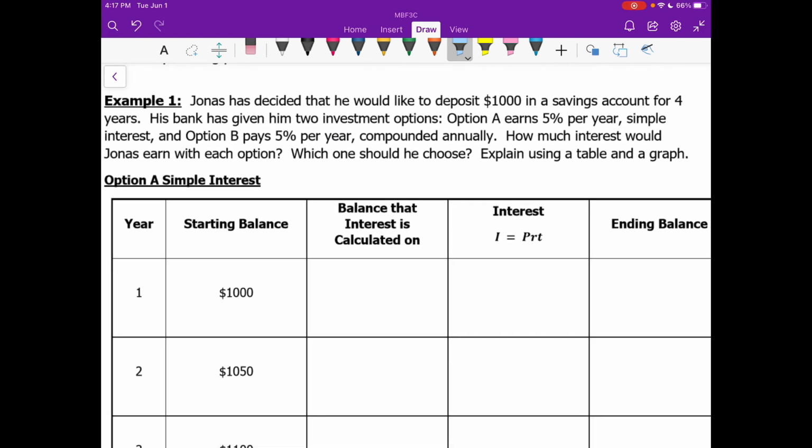So Jonas decides that he would like to deposit $1,000 into a savings account for 4 years. His bank is giving him 2 investment opportunities. The first one is 5% per year simple interest, and option B is 5% per year compounded annually. Compounded annually just means that every year, once his interest has gone in, they will reinvest that, and the interest will be calculated on that new number. So how much interest would Jonas earn in each option, and which one should he choose? Explain using the table and the graph.